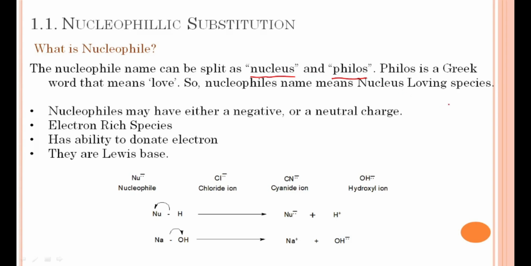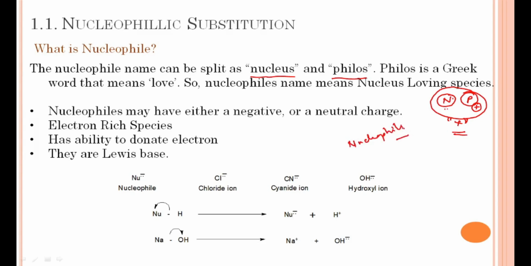Now what is the nucleus? What is the property of the nucleus? We know that the nucleus is present in the center of the atom, which contains neutrons and protons. The neutrons are neutral in charge and the protons are positive in charge. So definitely the total nucleus gets a positive charge. So any atom or group having love or affinity towards positive charge is called a nucleophile.